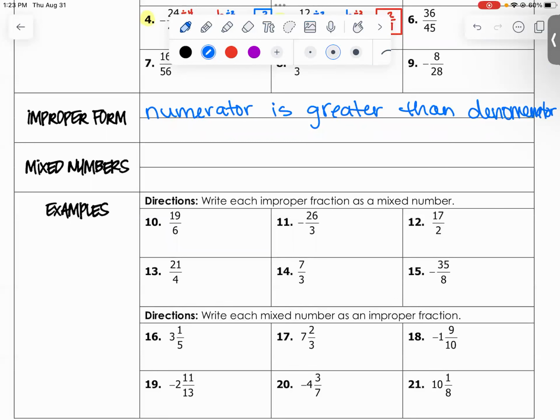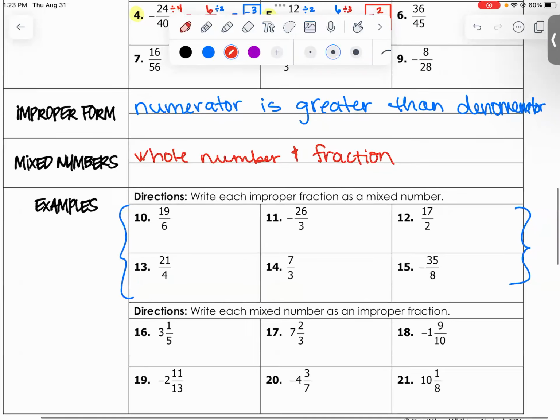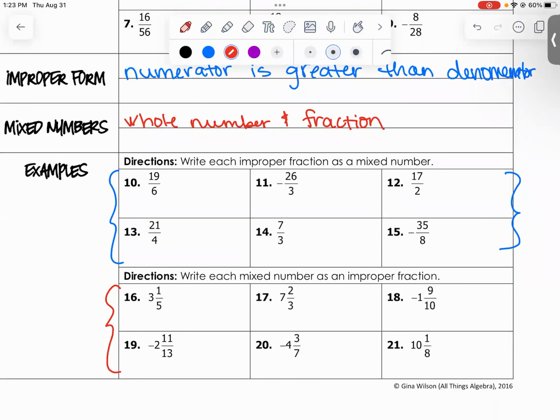Okay, now a mixed number. Okay, so these right here, 10 through 15, are all improper fractions because all of these numerators are bigger than the denominators. Who can describe to me what a mixed number is? A whole number and a fraction. A whole number with a fraction, and these 16 through 21 are all mixed numbers.